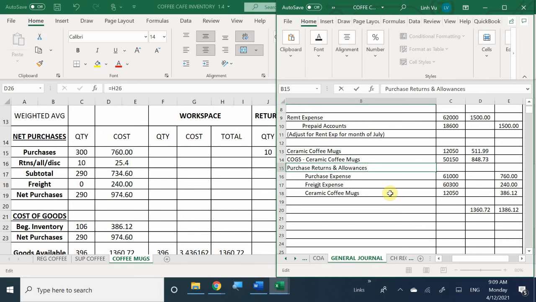Okay, and that should be 61,500, and that's going to be for the total amount of what? 2540. 2540, and then boom. Now we match on both sides with 1386.12.